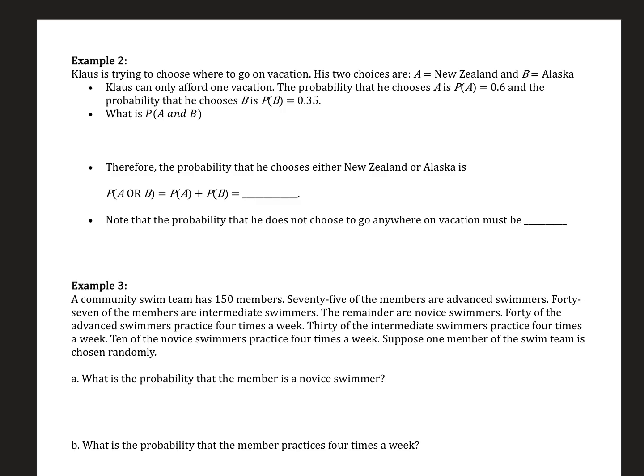So Klaus is trying to decide where to go on vacation. His two choices are New Zealand, A, and Alaska, B. He can only afford one vacation. The probability he chooses A is 0.6, and the probability he chooses B is 0.35. What is the probability of A and B?